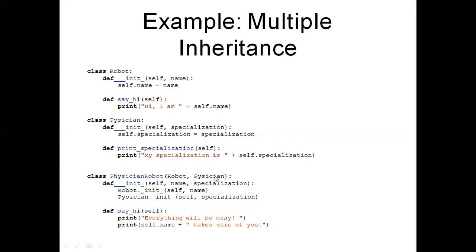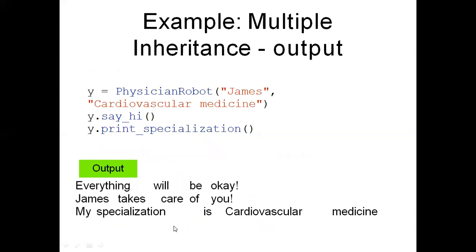Now, the physician class also has one method, and it is trying to say that I'm able to access this particular robot. Now we are defining a constructor of it. Robot dot init self comma name, and then position, and init self comma specialization. Everything will be okay. The self dot name takes care of it. We are trying to access which one? Self dot name is the property of the robot class. Let's see what happens here.